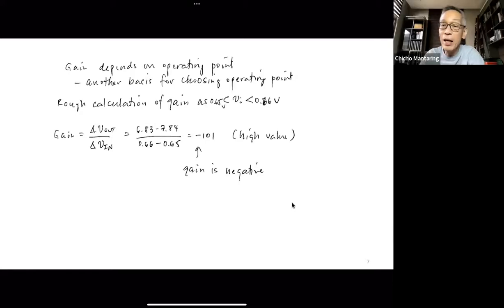In other words, as your input is increasing, your output will be decreasing, and as your input is decreasing, your output will be increasing. Your signal will be shifted 180 degrees. But that is not distorted, because as long as you can recover the information of the input at the output, then there is no distortion. Okay, any questions with respect to the common emitter amplifier?